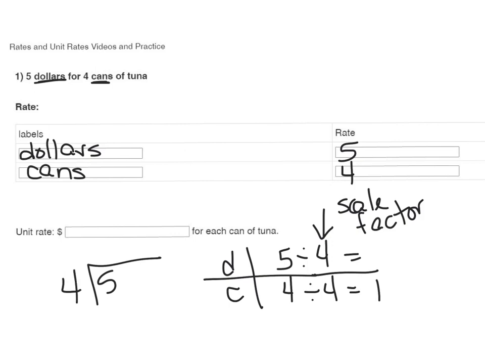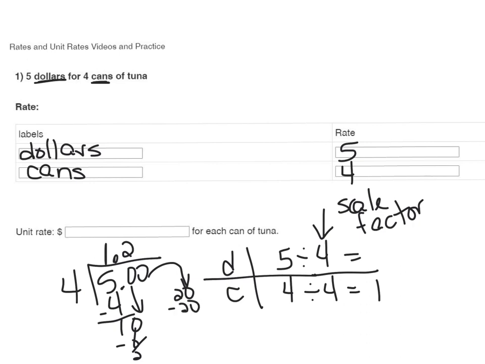5 divided by 4 is going to be $1, remember the 5 is dollars, where it's going to be 4. Remainder is 1. Add the 0, bring it down. Well, add the decimal and 0, bring it down. 4 into 10 is going to be 2, which is 8. Remainder is 2, and I'm going to go ahead and continue over here. So I add the 0, bring it down. 4 into 20 is 5, which is 20, and 0. So that means that my unit rate is going to be $1.25.